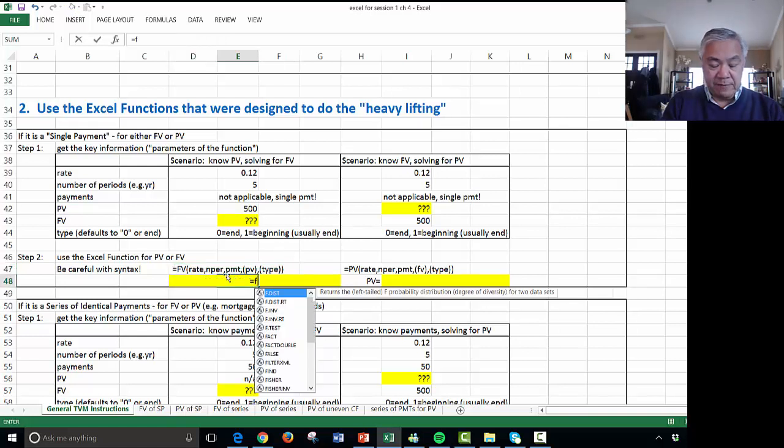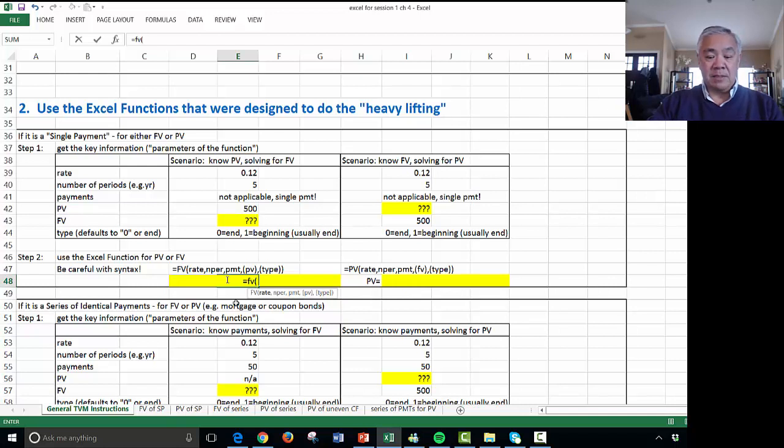So equals FV, and what's cool about Excel is when you start the function in open parens, it gives you a prompt on the syntax. So you see right here the syntax. The first factor is the rate, then you comma. The next is the number of periods, which is 5, comma. Next is the payment, which in this case is 0. There's no other payments. And then the present value of 500. And since it's at the end of the period, we're going to be okay with the default. So I just close parens, enter.